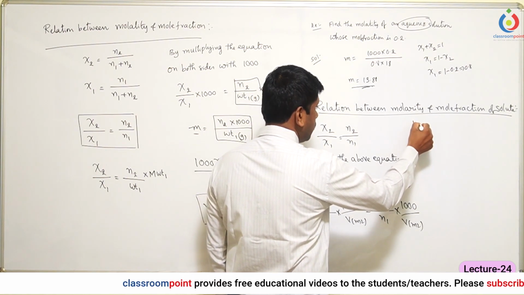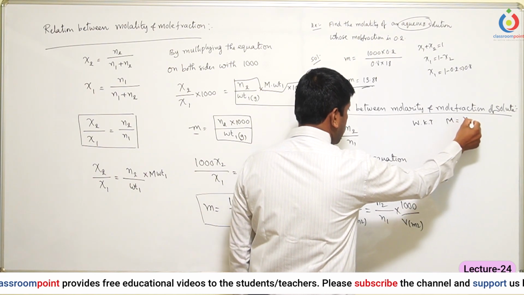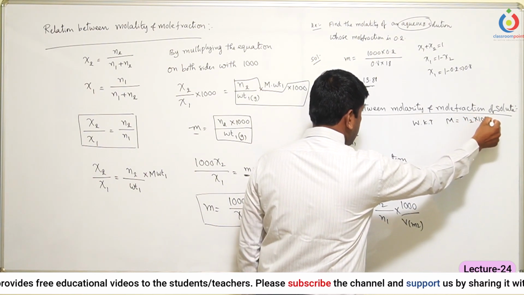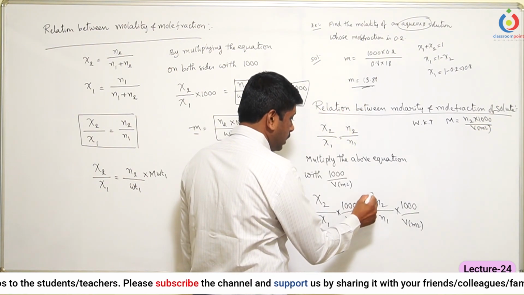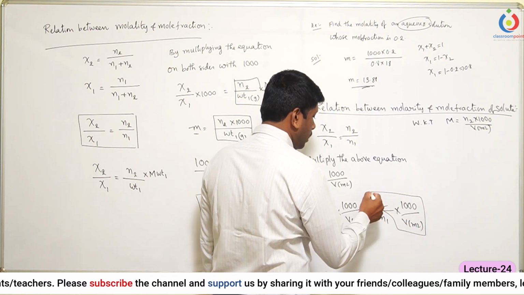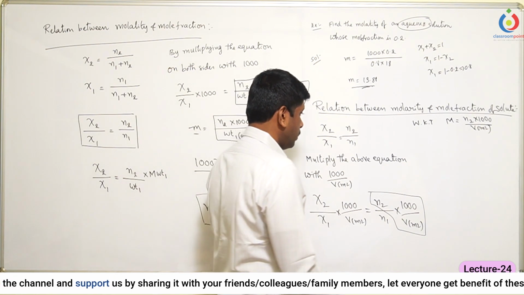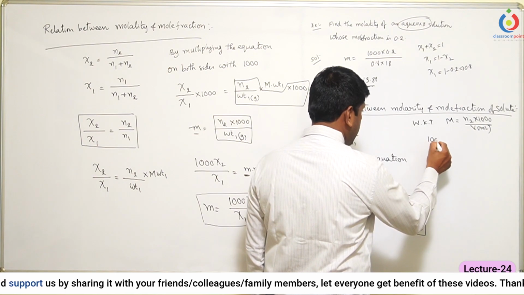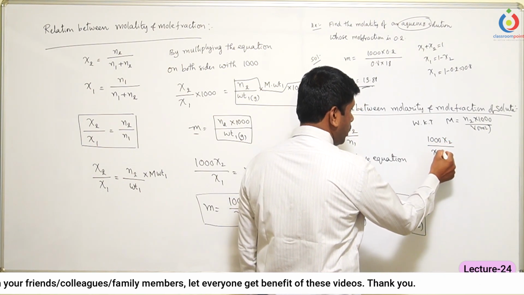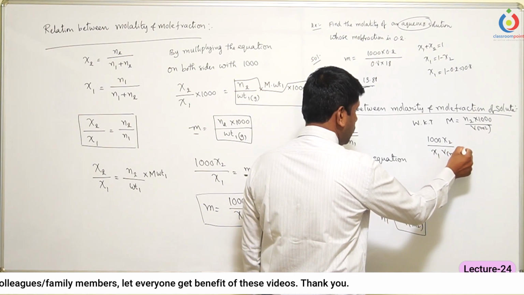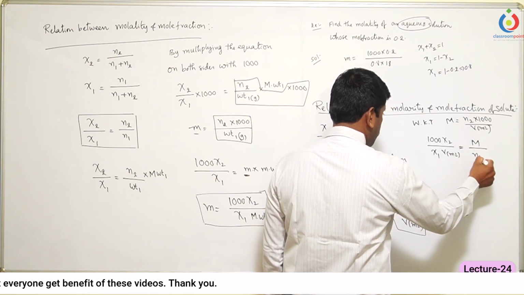We know that molarity is equal to the number of moles of solute into 1000 by volume of solution in milliliters. So this particular term, instead of this term I can use the term molarity. So here we can write that 1000 x2 divided by x1 into volume of solution in milliliters is equal to molarity divided by the number of moles of the solvent.